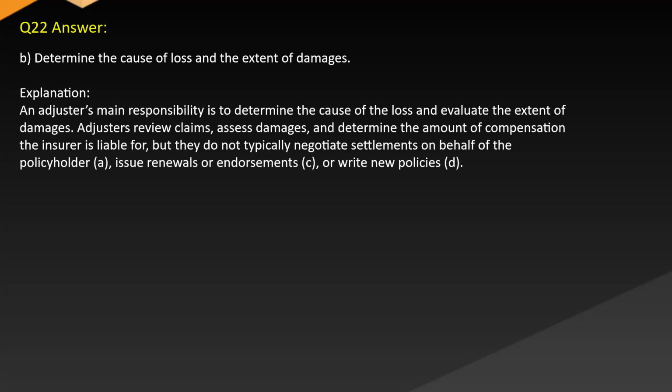Answer: B. Determine the cause of loss and the extent of damages. Explanation: An adjuster's main responsibility is to determine the cause of the loss and evaluate the extent of damages. Adjusters review claims, assess damages, and determine the amount of compensation the insurer is liable for, but they do not typically negotiate settlements on behalf of the policyholder, A, issue renewals or endorsements, C, or write new policies, D.